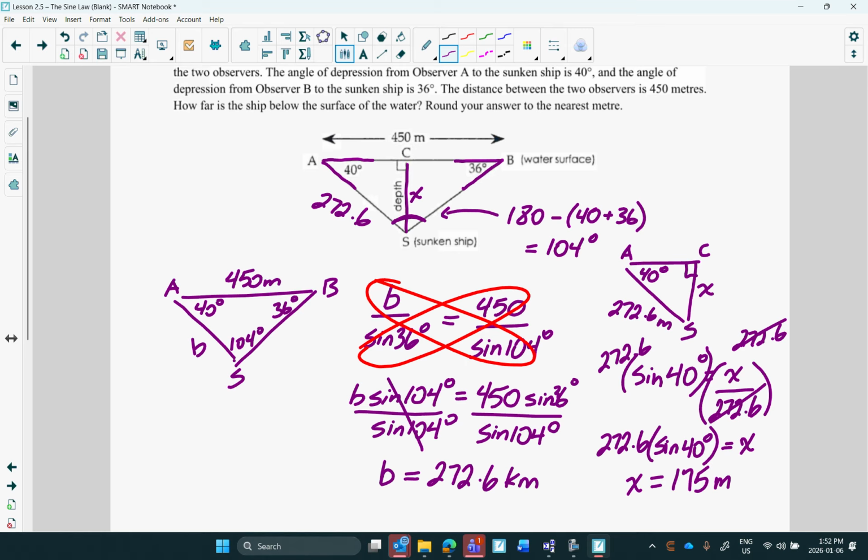So these last two examples are more of what you may see as an example on the provincial. And usually on the provincial, every year, they have a question that uses sine law and they have a question that uses cosine law. So if you don't have to do those, those are marks you can get. Okay?